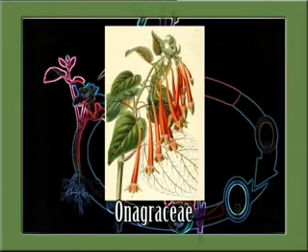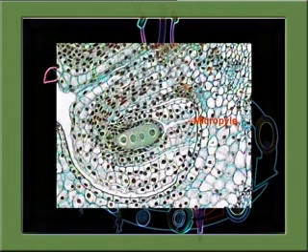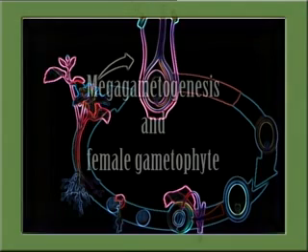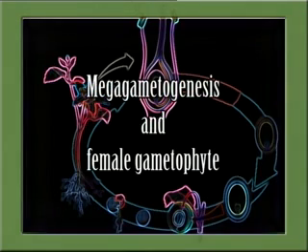Generally, it is the chalazal megaspore of the tetrad that is functional. However, in Onagraceae, the embryo sac is formed by the micropylar megaspore. In Schizomeria serrata, as a rule, the subchalazal megaspore is functional. Next step is megagametogenesis and female gametophyte.